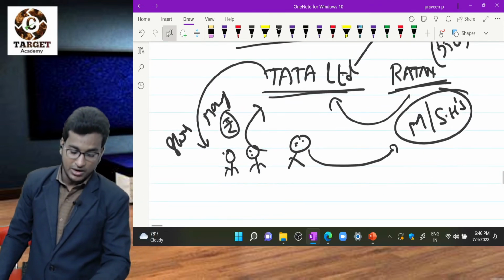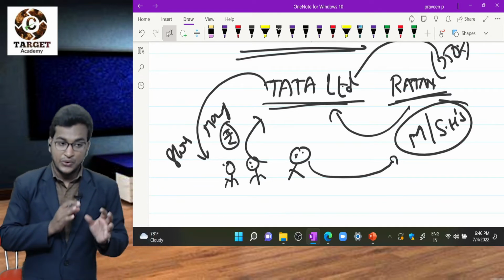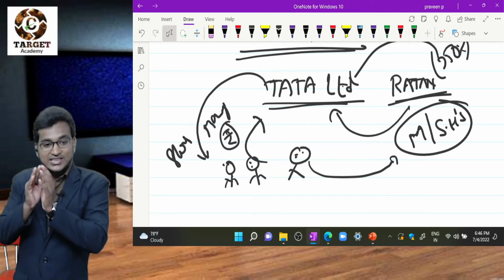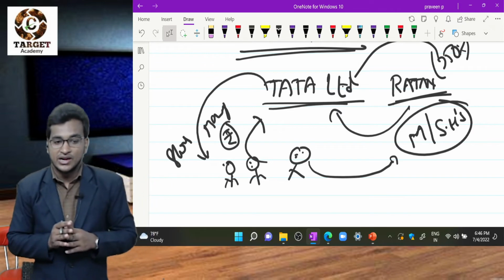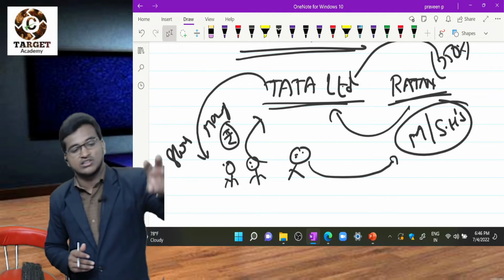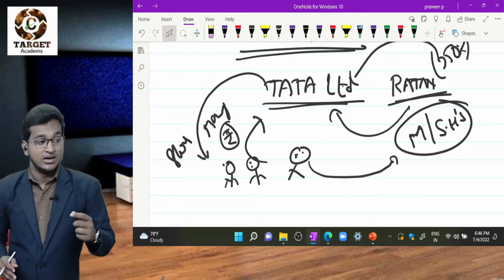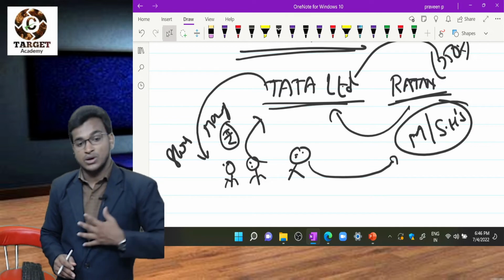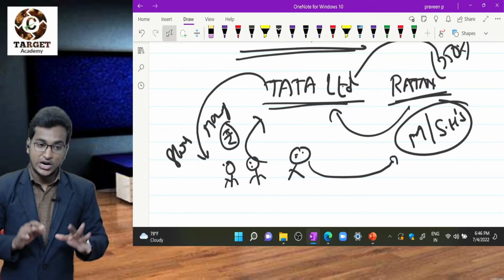I repeat the example, Tata Limited. You know Tata Limited and you know Ratan Tata also. In your perception, Ratan Tata is the sole owner of Tata Limited, but that is not at all correct. In addition to Ratan Tata, there are some other persons who are also investors in Tata Limited. They are called members or shareholders. Even we can invest in Tata Limited. That means we can also be a shareholder of Tata Limited. Are you getting my point?